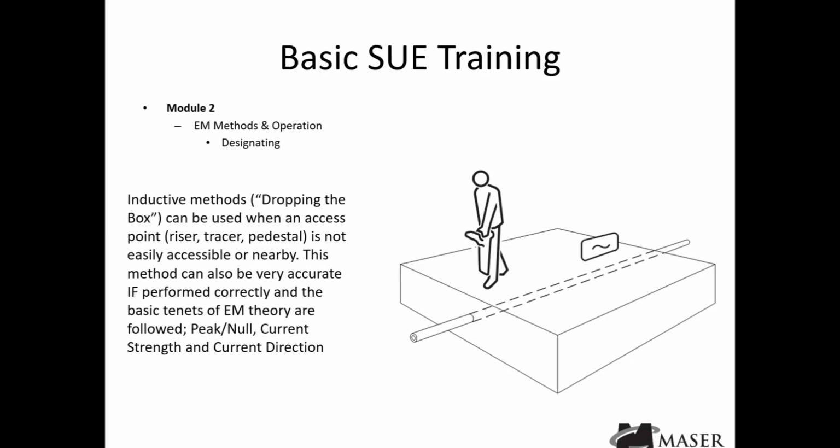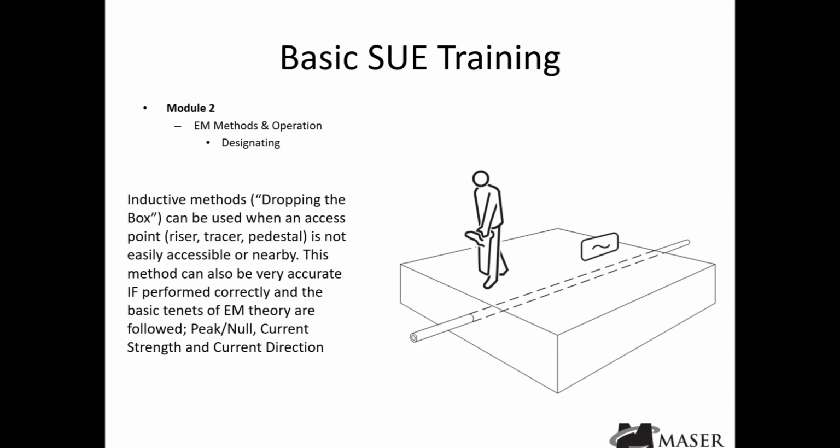So, dropping the box. When you know that there's a facility there, but for whatever reason you can't get to the access point, you can't connect to it, you can't access the riser or the tracer or the pedestal, whatever it happens to be, or it's just not near enough to where you need to do this locate, you can use this method to drop the box.